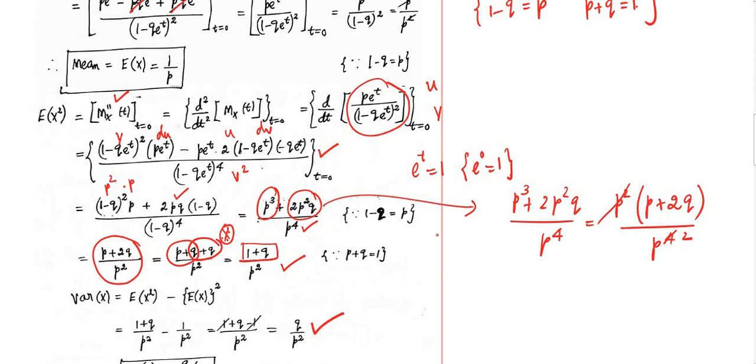So we completed all discrete distributions, MGF, mean and variance, that is binomial, Poisson and geometric distribution. In the next video, we will continue with continuous distributions.